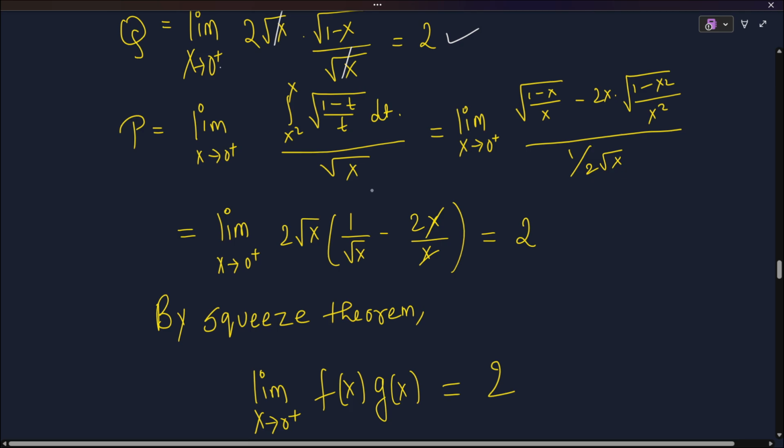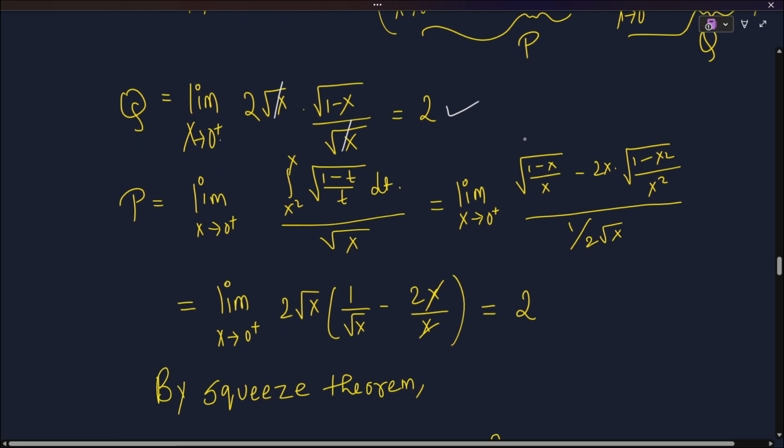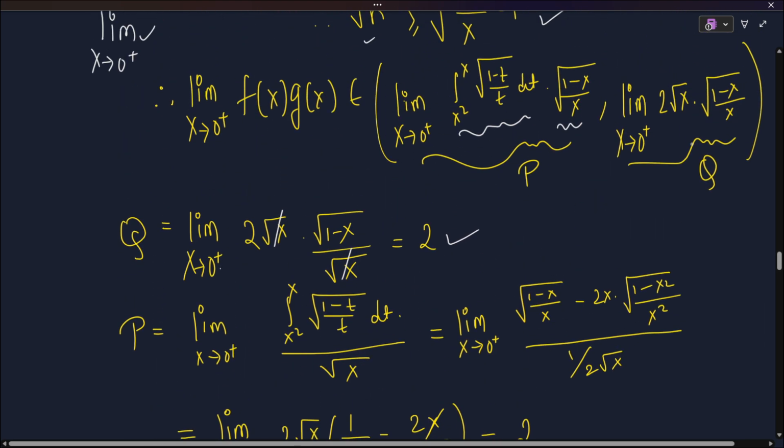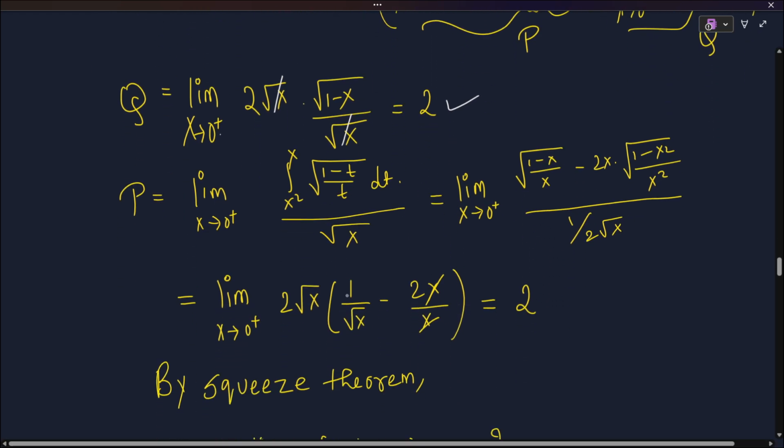Similarly, for p, that's the lower bound basically. For p, you can do the same thing. Now, for p, if you see here, we had a root over 1 minus x, but in limit x tends to 0 plus, root over 1 minus x is simply 1. That is why I have omitted that term here. So we simply have this thing here.